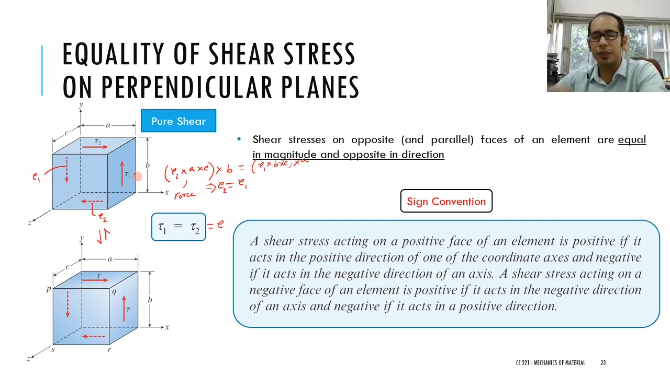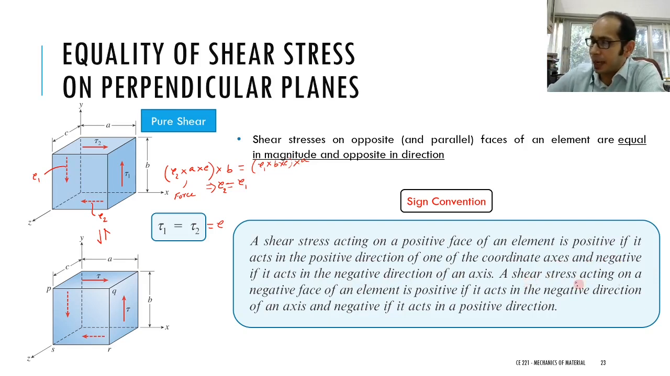Similarly, for this particular face over here, the outward normal is along the positive x direction, so my face is positive and the shear force acts along the positive y direction, so this shear force is also positive, right? Now let's move ahead. It says negative if it acts in the negative direction, we don't have any case over here, but let's go to the next statement, then you'll understand better.